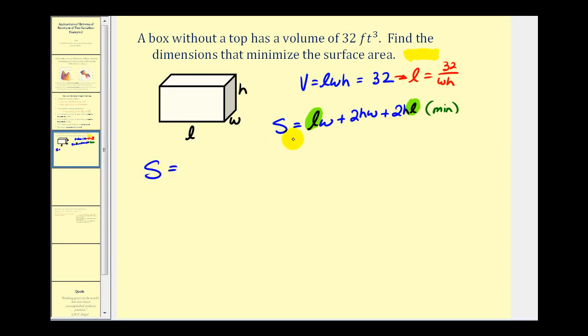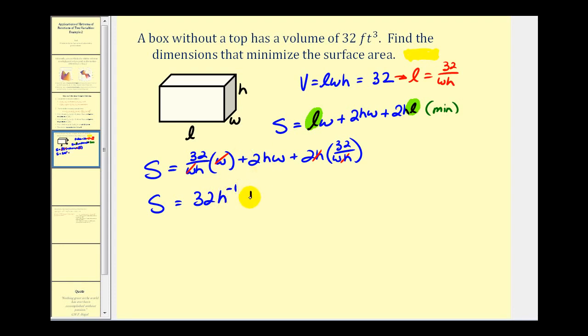So we'll have S equal to 32 over WH times W plus 2HW plus 2H times 32 divided by WH. Let's go ahead and simplify this. Notice the W's simplify here and the H's simplify here. So we have S equal to 32h to the negative 1 plus 2HW plus 64W to the negative 1. So now we have a function S in terms of 2 variables, H and W.